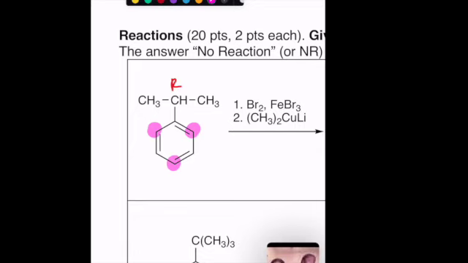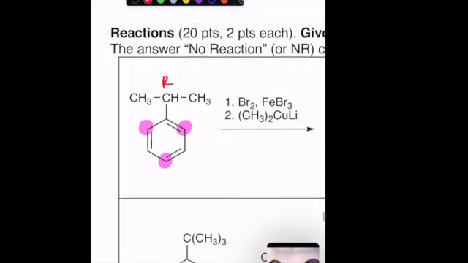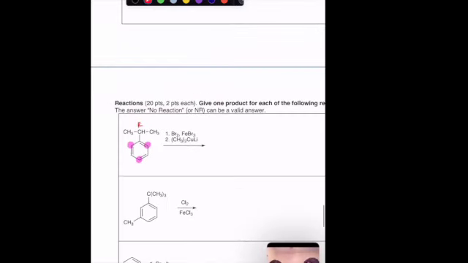we're not going to want to put it at the ortho position. We're going to want to put it at the para position. After that first step, he's not asking you to draw every single step, but I'm doing this for your visualization. After the first step, your result would be this. But that's not the whole problem.